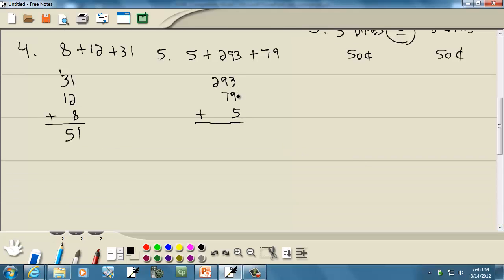Now add these together. 3 plus 9 is 12, plus 5 is 17. So I put the 7 here, and I carry the 1. Let's see, 1 plus 9 is 10, plus 7 is 17 again. So put 7 and then carry the 1. Then 2 plus 1 gives you 3. So our answer would be 377.